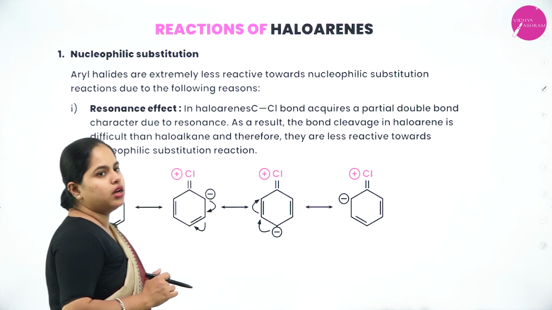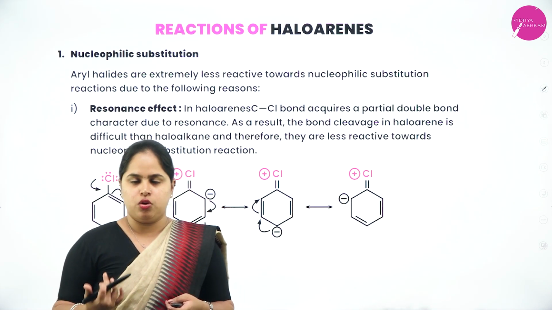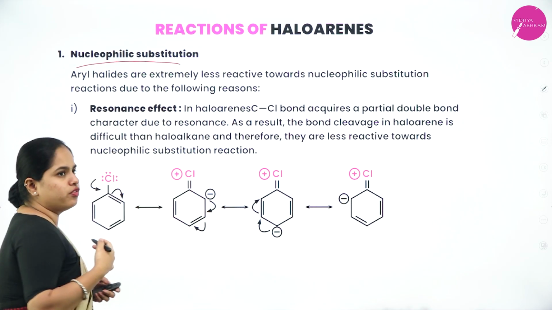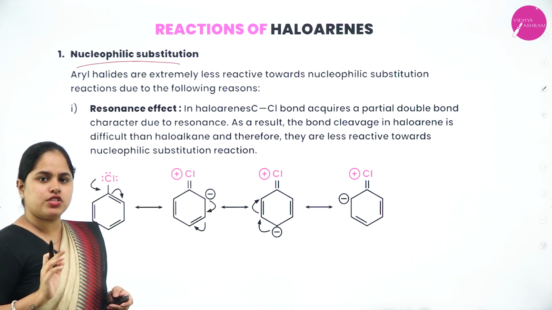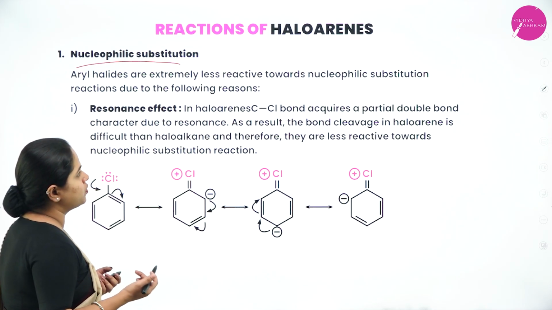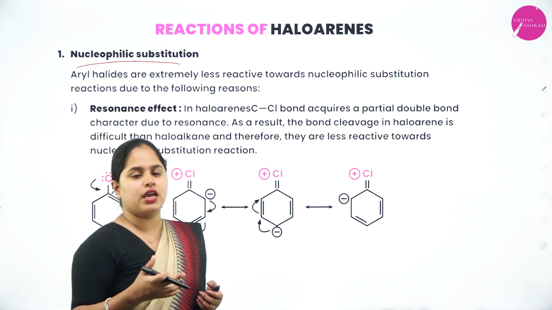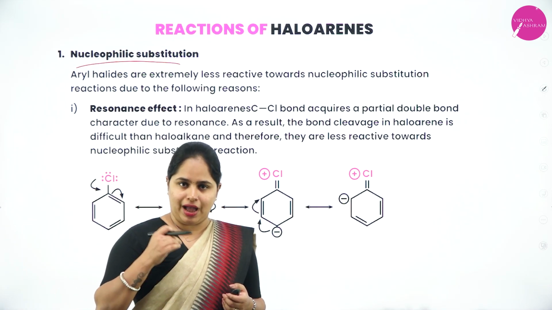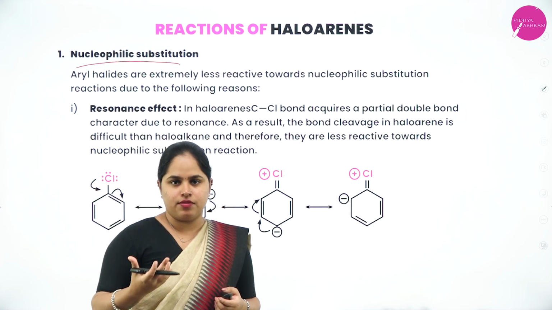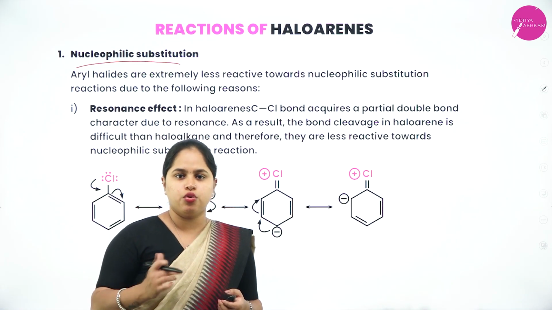Now we are going to study the various reactions of haloarenes. These three were the methods of preparation of haloarenes. Now we are going to the chemical reactions of haloarenes. First one, again we are going to study nucleophilic substitution reaction. Already we have studied this in haloalkanes. Aryl halides are extremely less reactive towards nucleophilic substitution reaction due to the following reasons. We have studied SN1 and SN2 mechanisms in detail while studying haloalkanes. But coming to haloarenes, they do not show much reaction for nucleophilic substitution reactions.